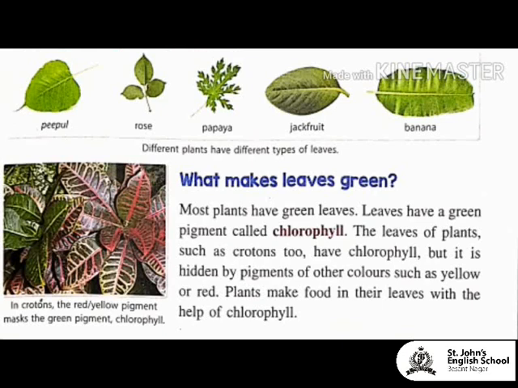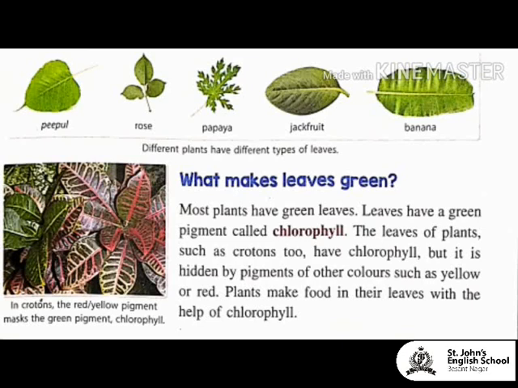Let's read the paragraph: What makes leaves green? Most plants have green leaves. Leaves have a green pigment called chlorophyll. The leaves of plants such as crotons too have chlorophyll, but it is hidden by pigments of other colors such as yellow or red. Plants make food in their leaves with the help of chlorophyll.